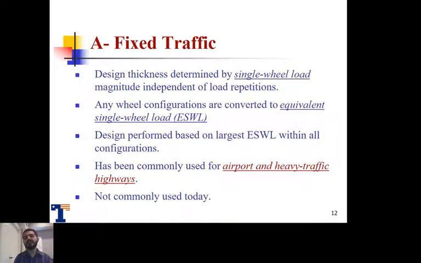configurations. This type of method has been used mainly for airports and heavy traffic highways, mainly for airports to be specific, simply because if we have a specific wheel from the aircraft that's used over and over, we can use this wheel as a fixed traffic, and every other wheel, whether smaller or bigger, we can convert to this equivalent single wheel load, and then we do the design of the pavement for this airfield based on that. But it's not commonly used nowadays compared to the two other methods that I'm going to show you in a little bit.